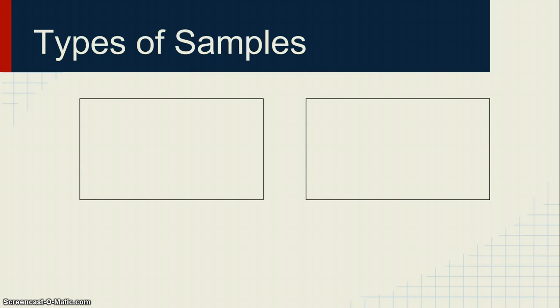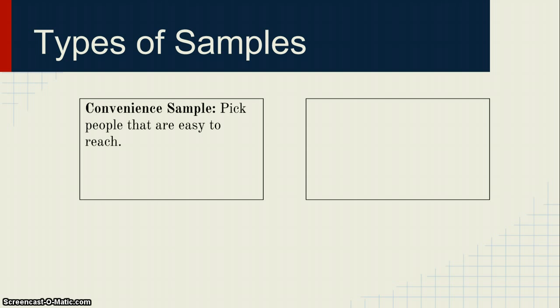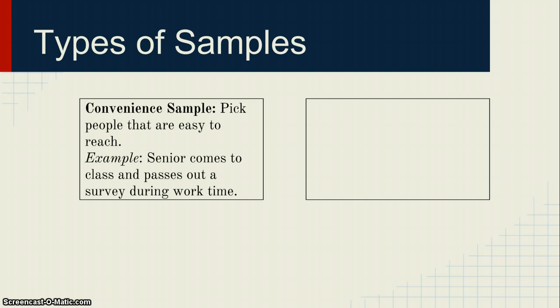Our next type is a convenient sample, and just like the name suggests, here you're picking people that are easy to reach. So again, to use our example with the school, a convenient sample would be if a senior, say, were to come into class and just pass out surveys during work time. You know, he doesn't necessarily go to every class or try and make sure that he's got a certain type of people. He just pokes his head into a classroom and says, hey guys, do you eat hot lunch? And the people who are in that class say, I eat hot lunch, or I don't eat hot lunch, and he uses that as a sample.